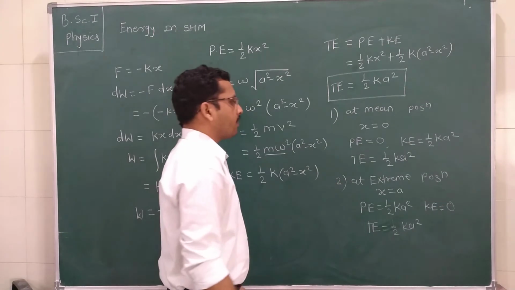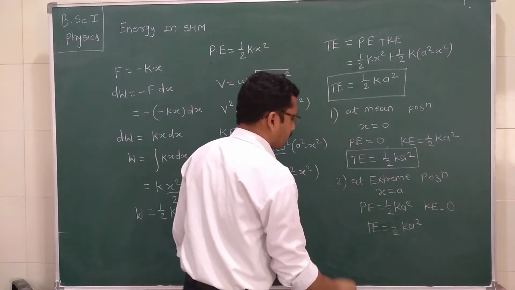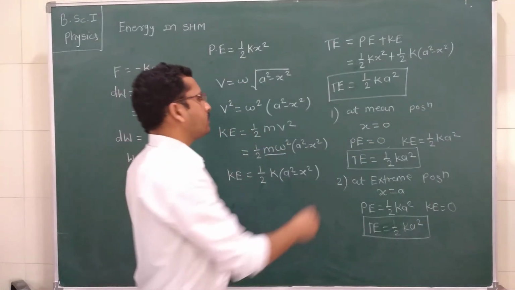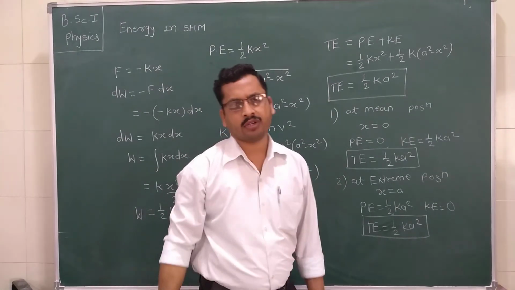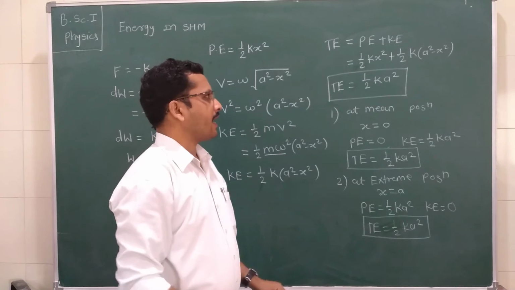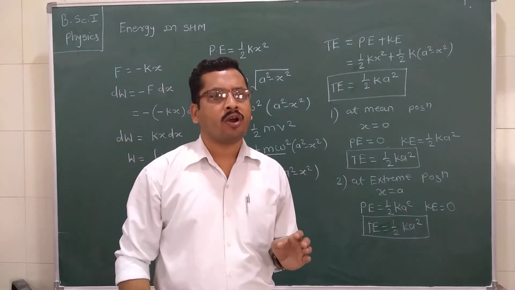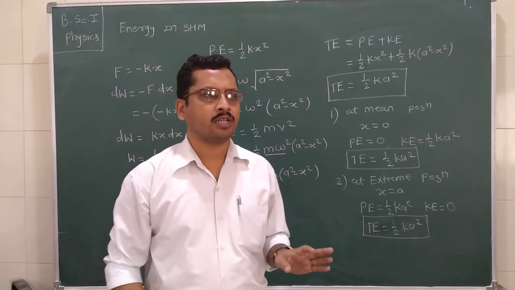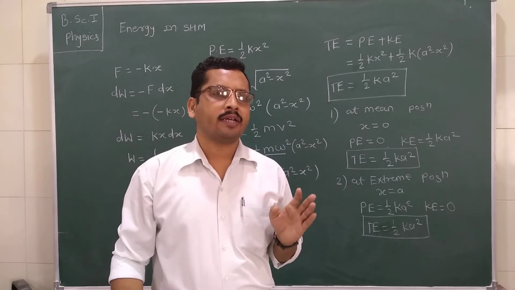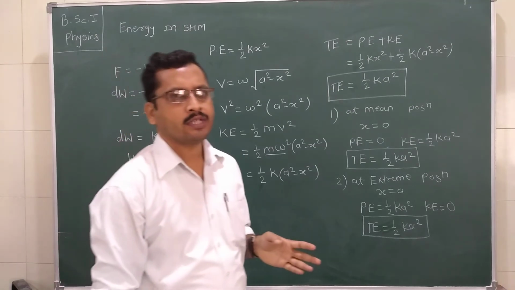So by observing these equations, this is the total energy at the mean position, this is the total energy at the extreme position, and this is the total energy at any position. So if we observe the total energy at any position, at the mean position, at the extreme position, or other than these two positions, the total energy always remains constant, and this constant energy is known as the conservation of energy.